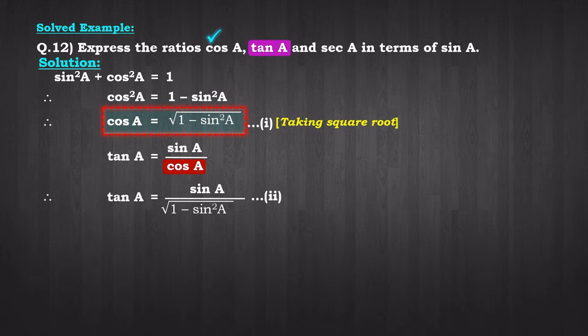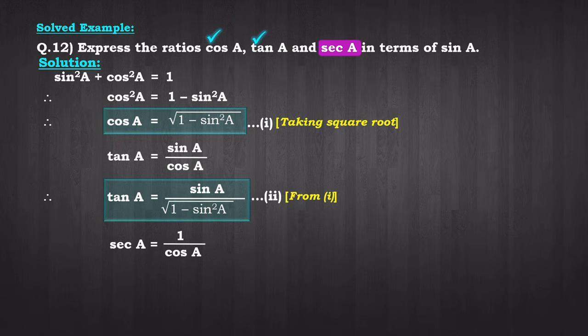Now let us find secant A. We know that secant A is equal to 1 upon cosine A. Substitute the value of cosine A from equation 1. Therefore, secant A is equal to 1 divided by the square root of 1 minus sine squared A.